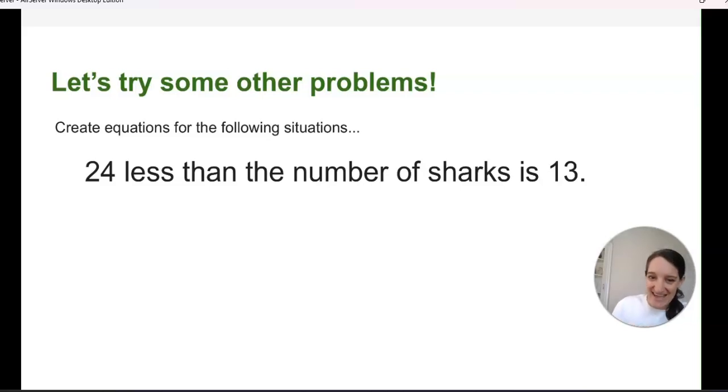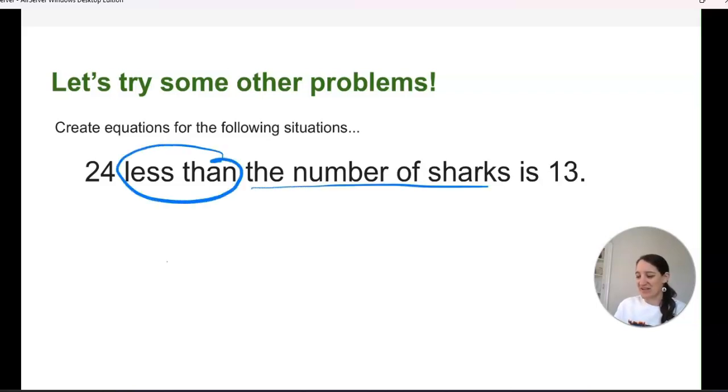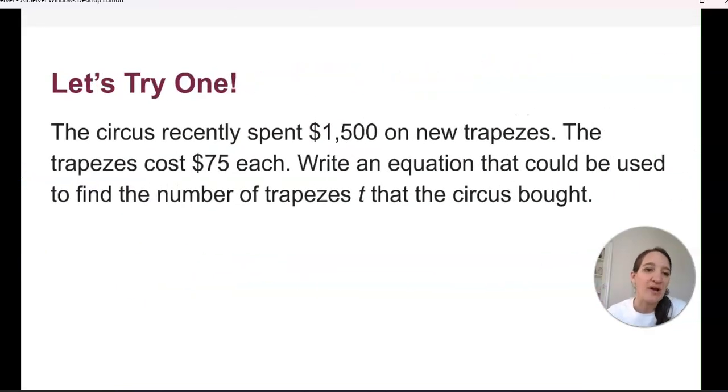24 less than the number of sharks is 13. Okay, so we got that less than, huh? Less than the number of sharks. Let's do S for sharks. And 24 less than that is 13. Booyah.